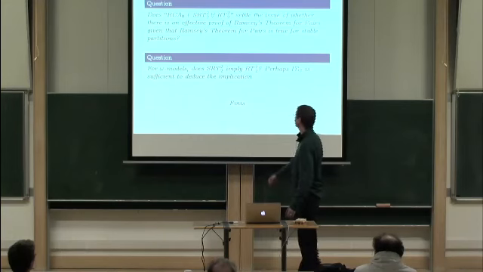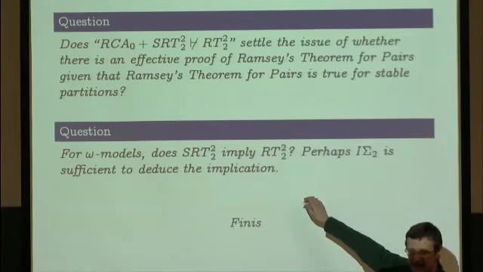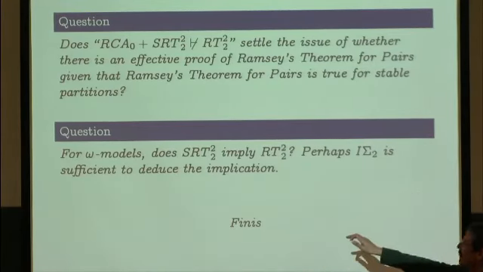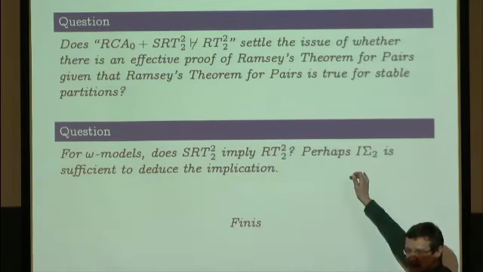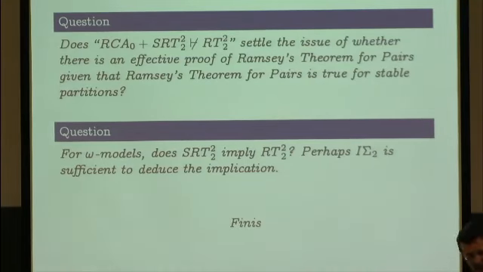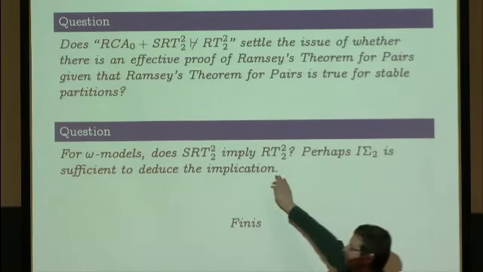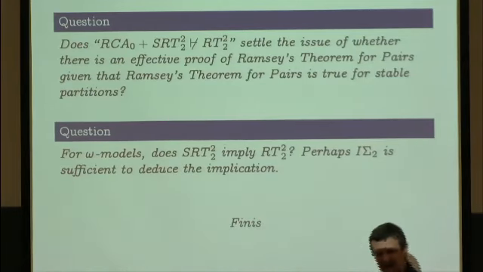Okay, and then that leads to what I think is the actual question. For omega models, does stable Ramsey's theorem for pairs prove Ramsey's theorem for pairs? And if so, what did you need to know about the numbers to support that implication, to see that this implication is true? So it goes both ways.